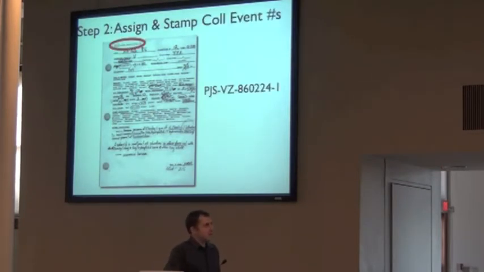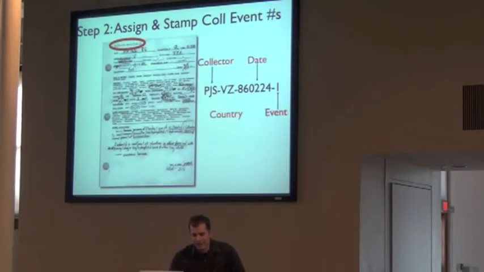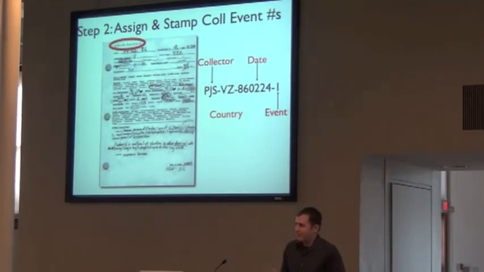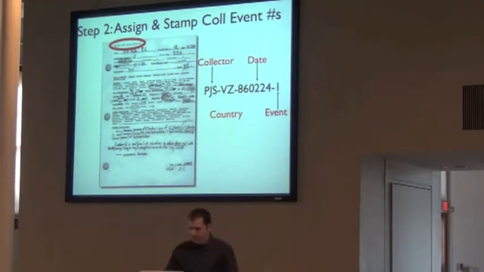So the second step we do is we assign every collecting event that we can determine a unique collecting event code. And we stamp it, we brand it on the top of the PDF. So you can see we've stamped this one up there, PJS DP86. Someone might have collected in six places on one day. And since we usually have the whole packet of notes, we just chronologically assign them 1, 2, 3, 4, 5, 6. So that note gets forever branded with that collecting event number.